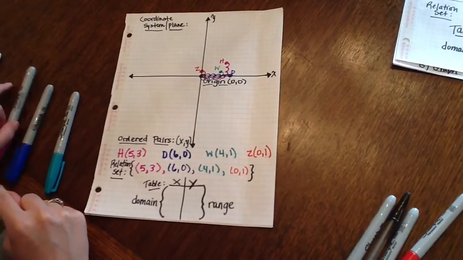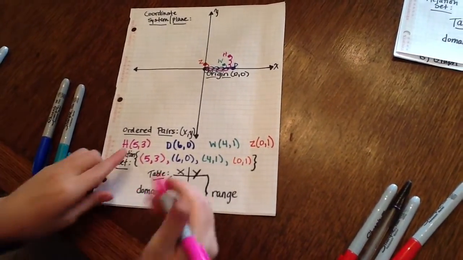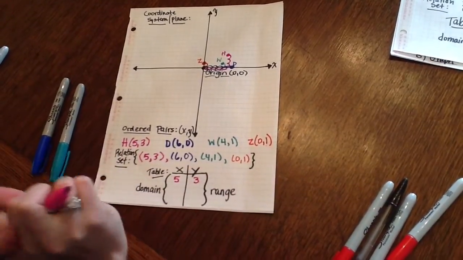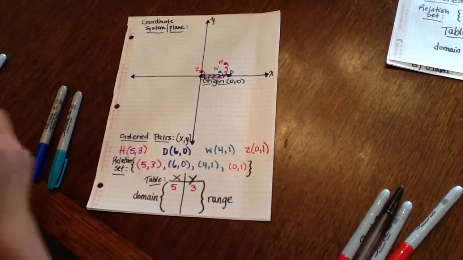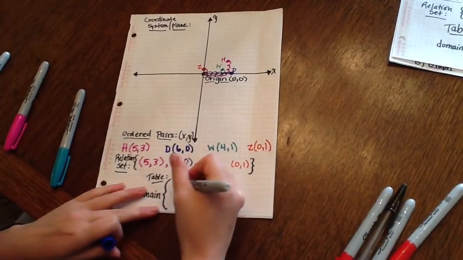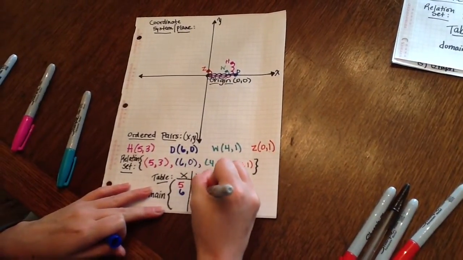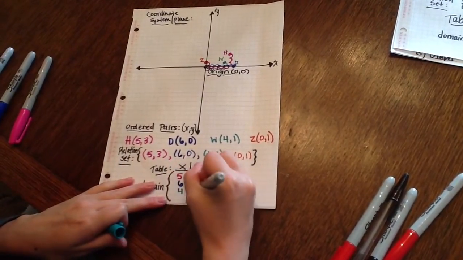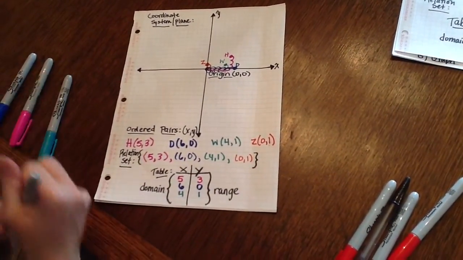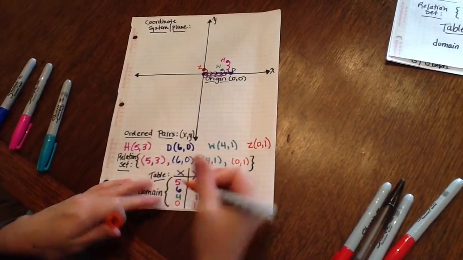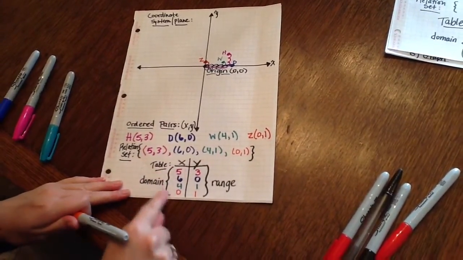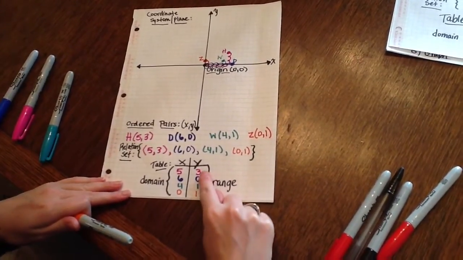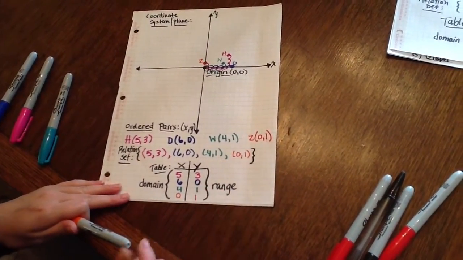In order to do this, I would take my first point, which is point H, and I would put the 5 on this side and the 3 on this side. In order to put point D on the table, I would put a 6 on this side and a 0 on this side. I would keep going just like this. 4, 1, 0, 1. So this is a list of all of our domains. Our domains are 5, 6, 4, and 0, and our range is 3, 0, 1, 1.